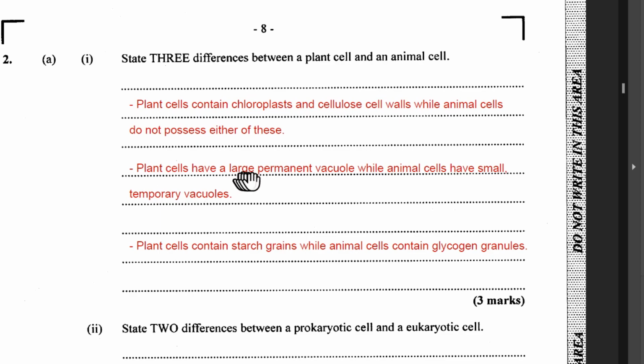Plant cells have a large permanent vacuole, while animal cells have small temporary vacuoles. The plant vacuole, by the way, is also central to the cell, but the animal cell's vacuoles are distributed through the cytoplasm, not central. And plant cells contain starch grains as their energy reserves. Animal cells contain glycogen granules as their energy reserves.